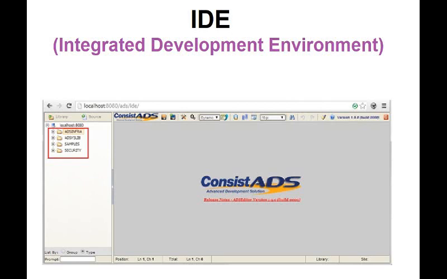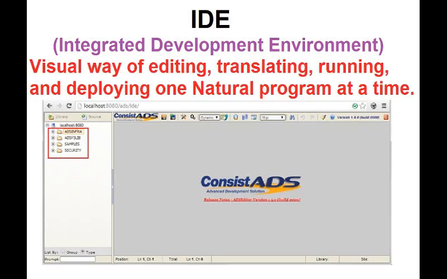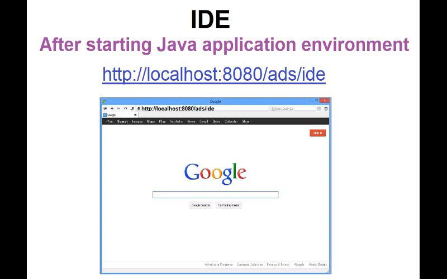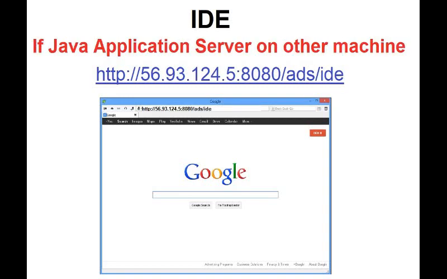We will now describe the IDE, which stands for Integrated Development Environment Mode, for translating natural programs. The ADS IDE is a visual way of editing, translating, running, and deploying one natural program at a time. After starting the ADS Java application environment, point a web browser to the following URL: localhost at port 8080 ADS/IDE. If the Java application server is running on a machine other than your PC, specify the IP address of the machine it is running on, instead of the word localhost, such as this URL.